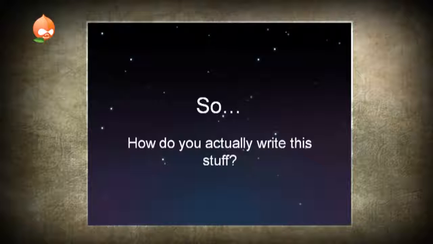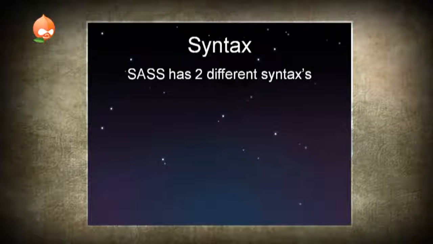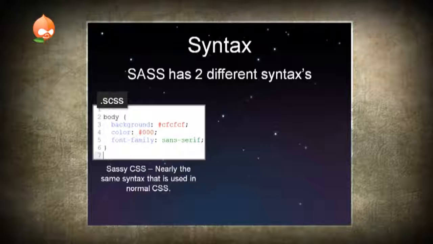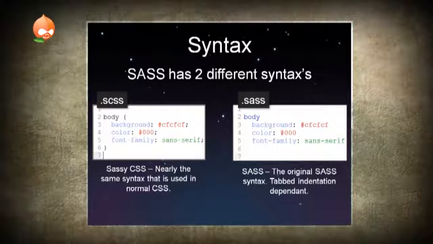And so now I've told you how to install it. Now, how do we write it? Sass has two different syntaxes. The first is SCSS, and that's the newer one, and it's pretty much the exact same syntax that is used in standard CSS. Properties and attribute declarations are ended with a semicolon. Selectors are opened and closed with brackets. And then there's the other syntax, which is known as just Sass.